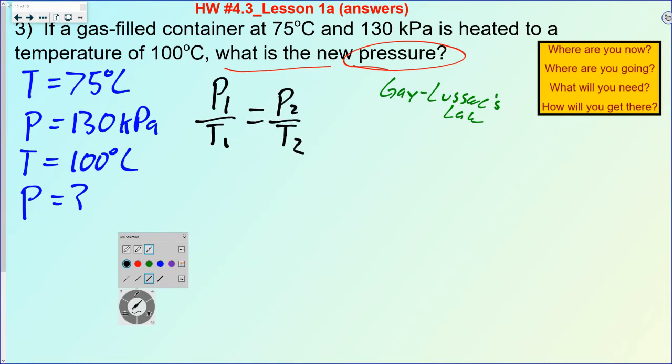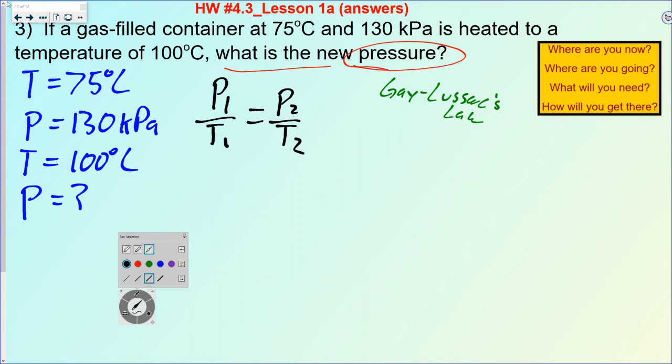It says P1 over T1 equals P2 over T2. This is also a direct relationship where as pressure increases, so will temperature. Or if temperature decreases, so will pressure, as long as the other variables remain constant. So the volume and the amount of gas must remain constant for this relationship to work.